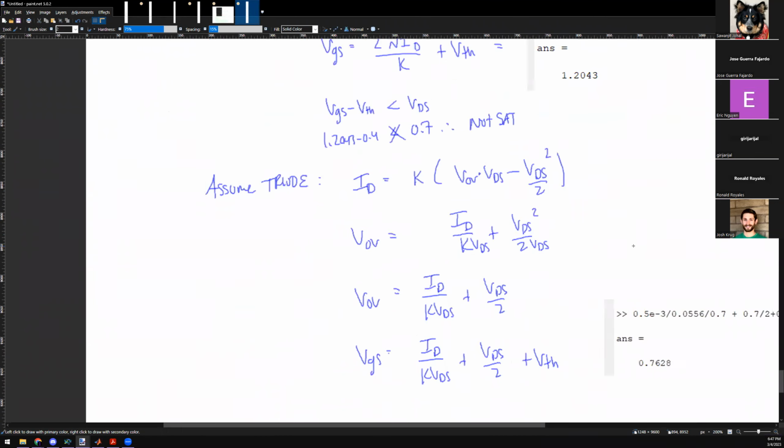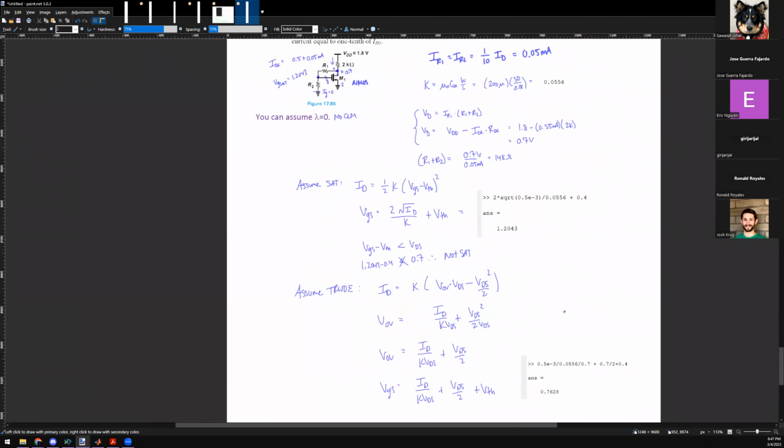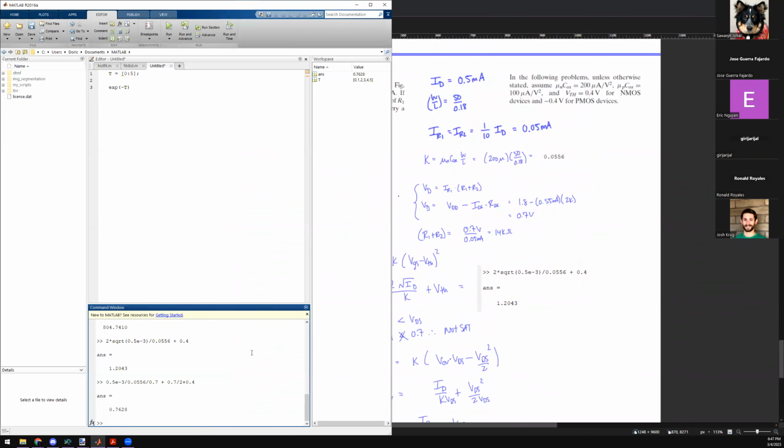Did we compute what? Can you see the value of K again, please? Okay, K is 200 micro times 50 divided by 0.18, 0.556. Is that wrong? 200 micro. Okay. So get rid of the 200 micro, and now I should have amps per volt squared.